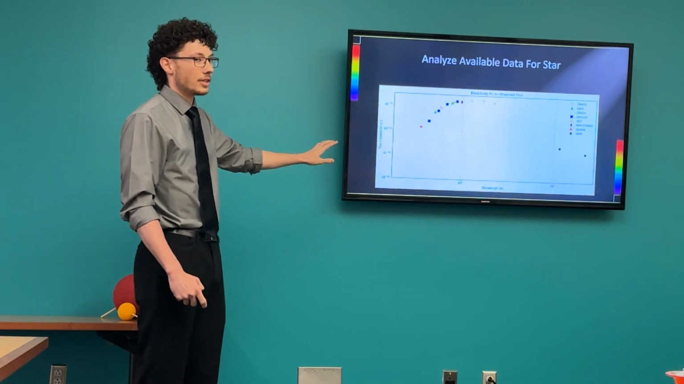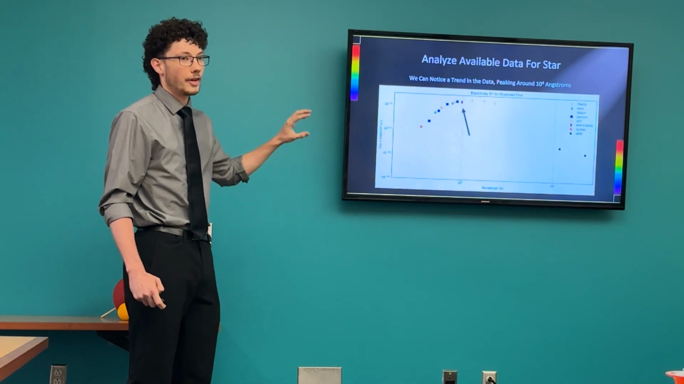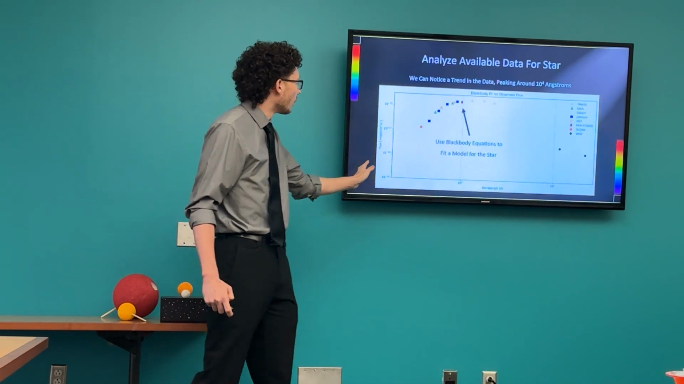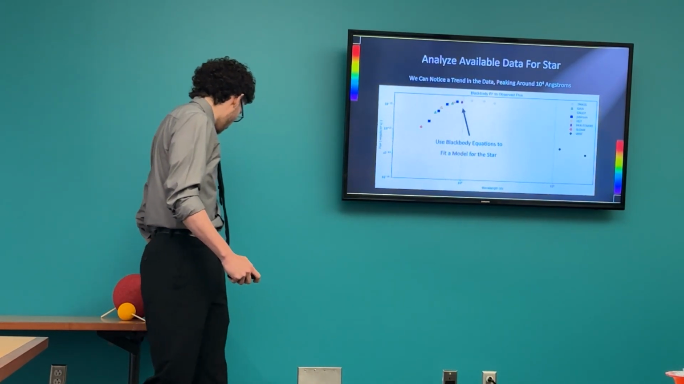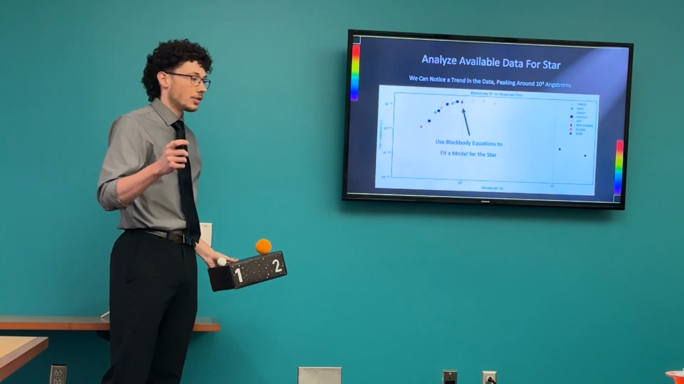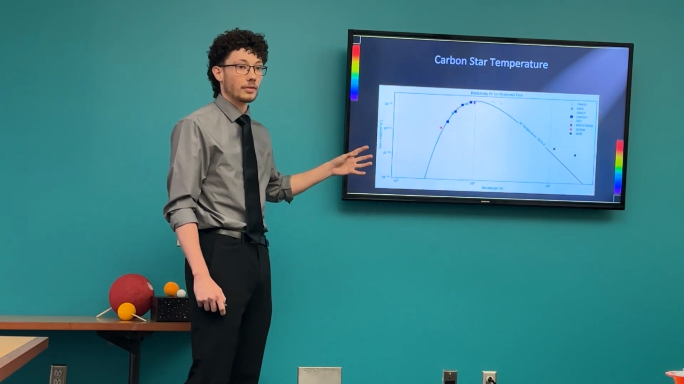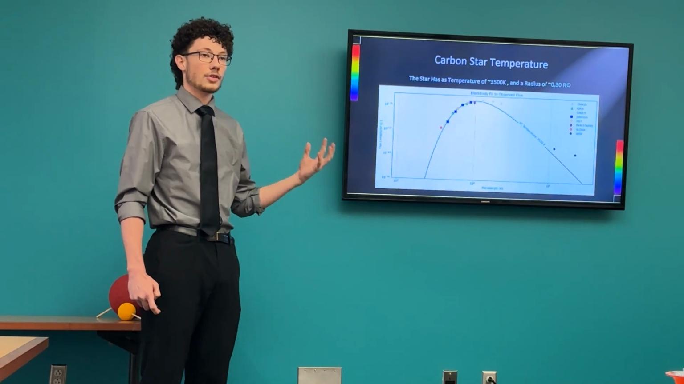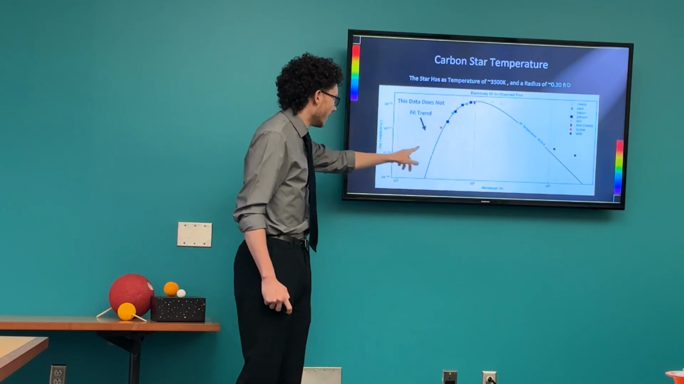Now immediately you can start to see a trend, and you start to see this curve here. What we can do is try to fit a model to that using black-body equations, and if we can find out what this wavelength is, we can figure out what the temperature of this star that we're looking at is. So when we do that, this is what we find. We find that our star has a temperature of around 3,500 degrees Kelvin, and it has a radius of 0.3 solar radii.